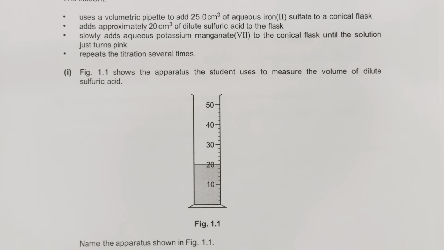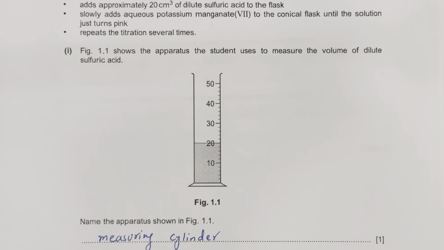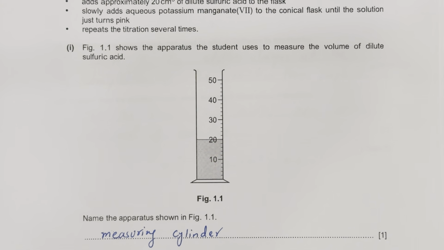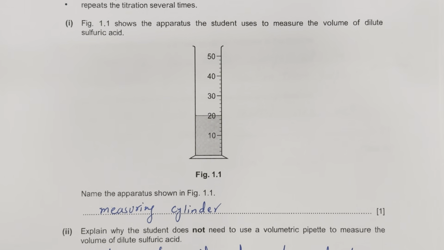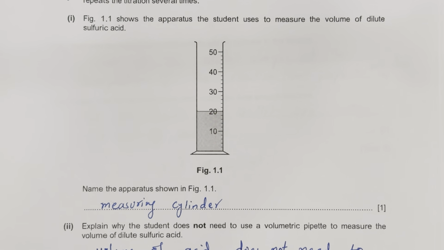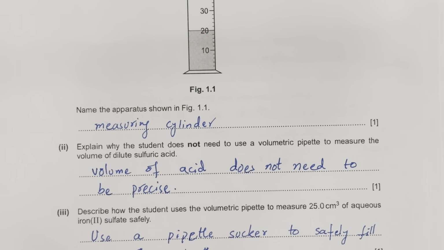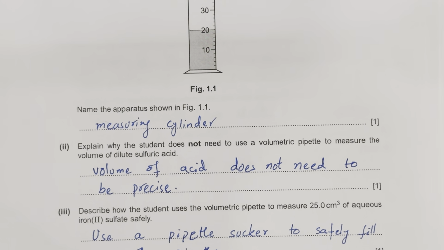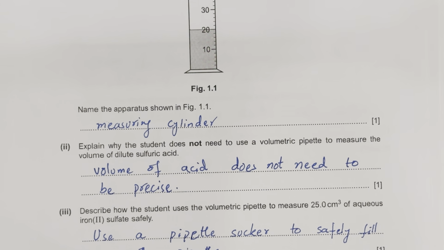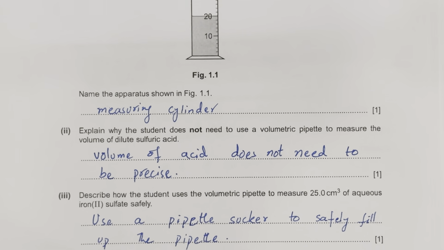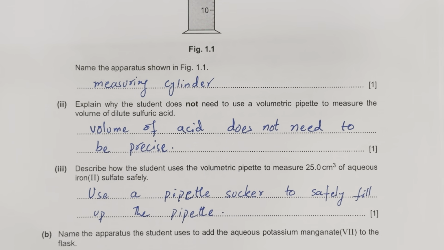You know that the apparatus shown in the figure is a measuring cylinder. So that was a very easy question. Moving to part 2. Part 2 is: explain why the student does not need to use a volumetric pipette to measure the volume of dilute sulfuric acid. Because in case of titration, we do not need to be very accurate for the volume of acid. So the volume of acid does not need to be precise. This is the answer we're going to write.